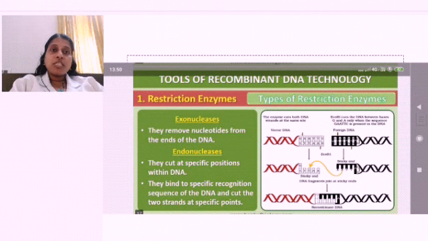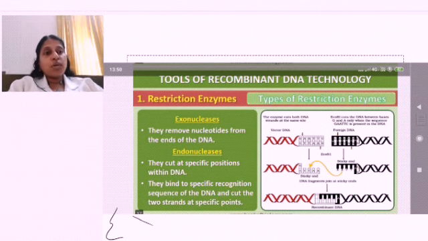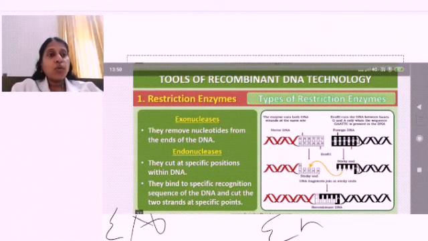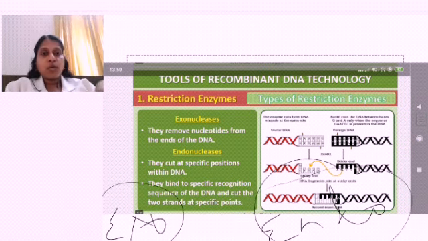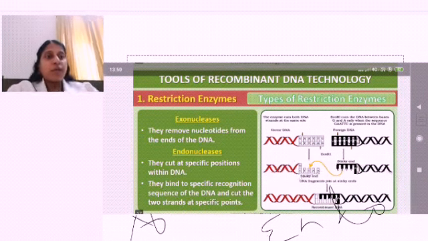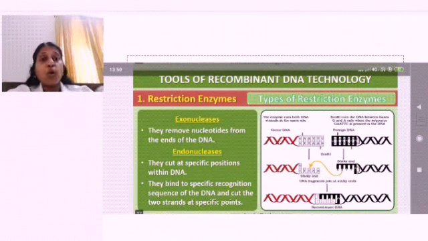Now restriction enzymes are of two types. What are the two types? One is exonucleases and another one is endonucleases. What is the difference between exonuclease and endonuclease? Imagine this is a DNA. So one is exo and another one is endo. Okay. So first we are going to discuss exonuclease.